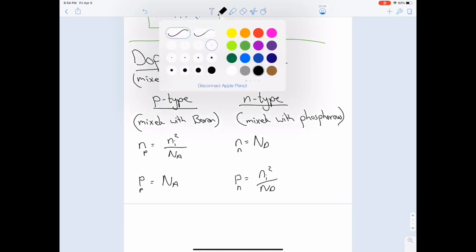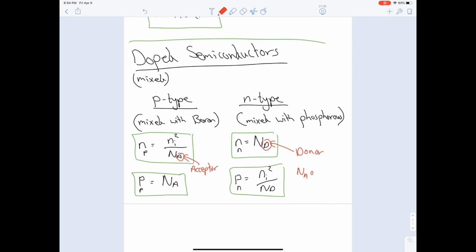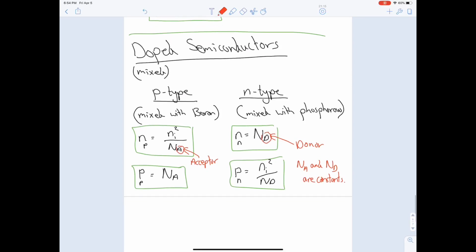Now what is Na and what is Nd? A refers to acceptors, it's an acceptor, and D is the donor, okay? Both Na and Nd are constants. They will be provided to you in the question. Let's take an example.